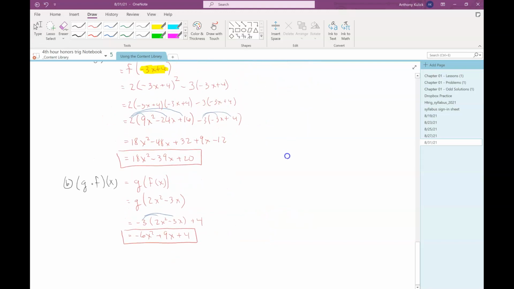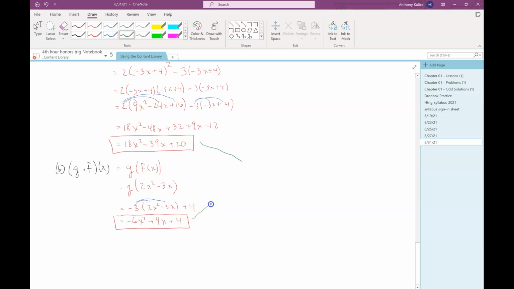So an important observation here: notice that these two answers are not the same, right? So that leads to the important observation that composition is not commutative. That the order in which you do the composition definitely matters. You're not going to get the same answer, typically, regardless of the order of the composition. Everybody's okay with that?